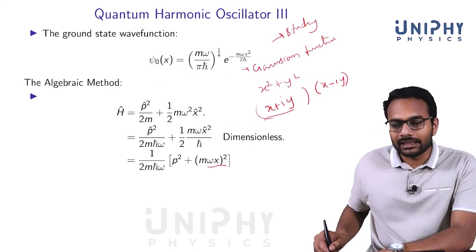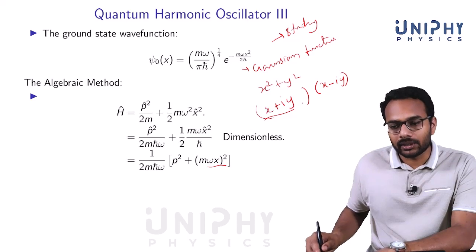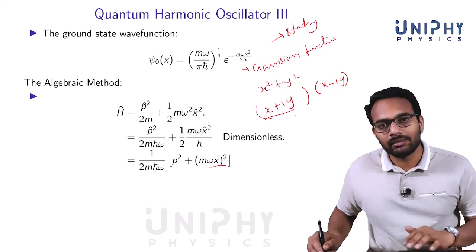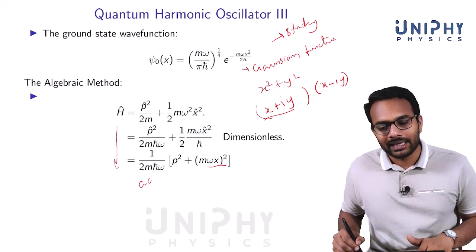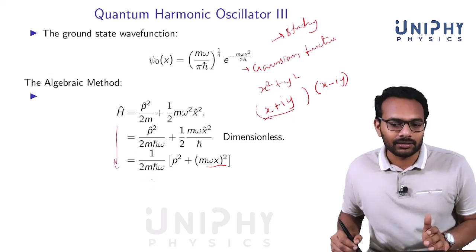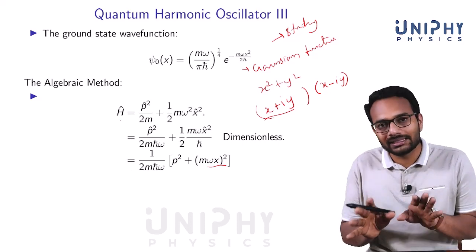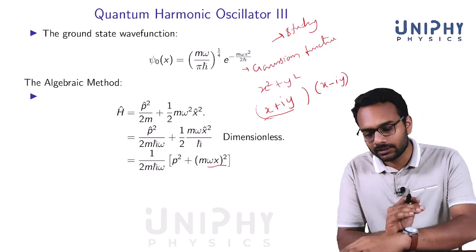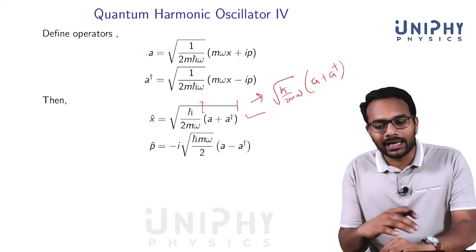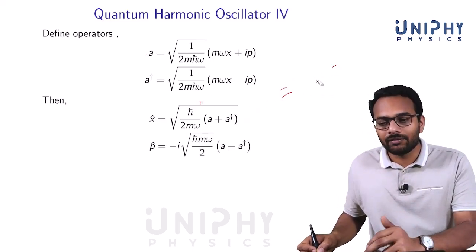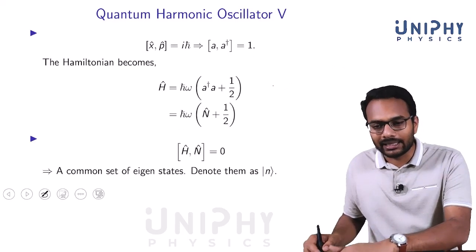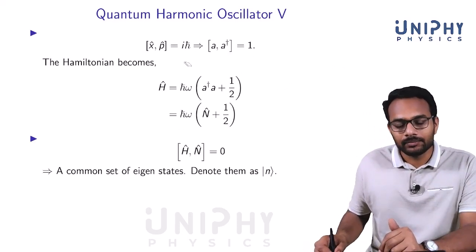Here we said that if you have something like x square plus y square, we can write it as x plus iy multiplied by x minus iy. But simply we cannot write this Hamiltonian as a dagger a or a a dagger, because operators are a bit subtle. They don't commute. So we cannot add terms which are multiplied in the opposite order, but still we can try and find the Hamiltonian in terms of a and a dagger.